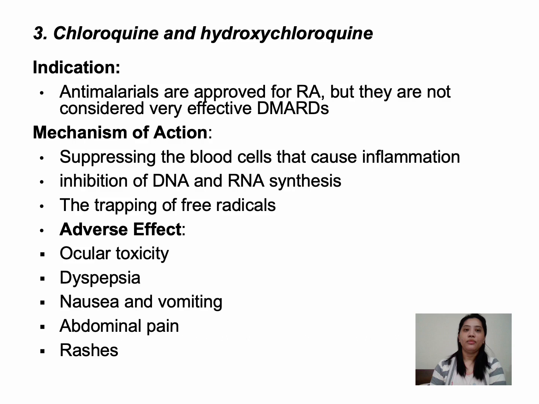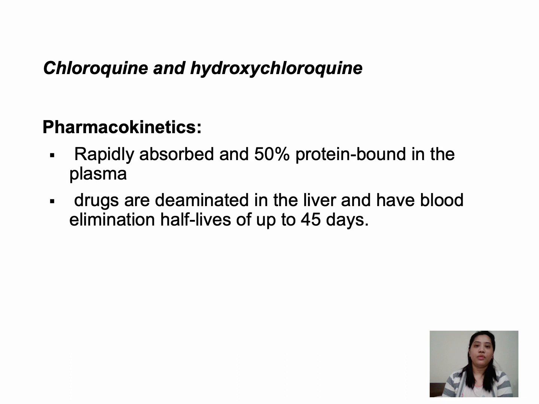Number three will be chloroquine and hydroxychloroquine. Its indication: it is anti-malarial, but they are approved for RA, though they are not considered very effective DMARDs. Its mechanism of action: it suppresses the blood cells that cause inflammation. It inhibits DNA and RNA synthesis and traps free radicals. Its adverse effects are ocular toxicity, dyspepsia, nausea and vomiting, abdominal pain, and rashes. Its pharmacokinetics: it's rapidly absorbed and 50% is protein-bound in the plasma. Drugs are deaminated in the liver and have blood elimination half-lives up to 45 days.